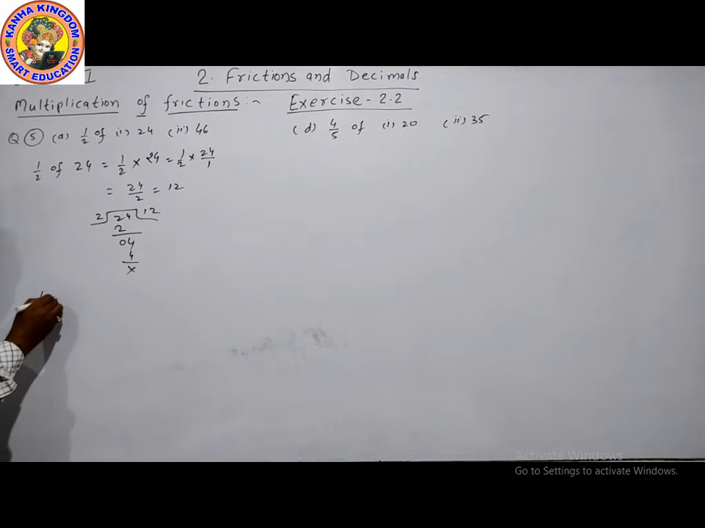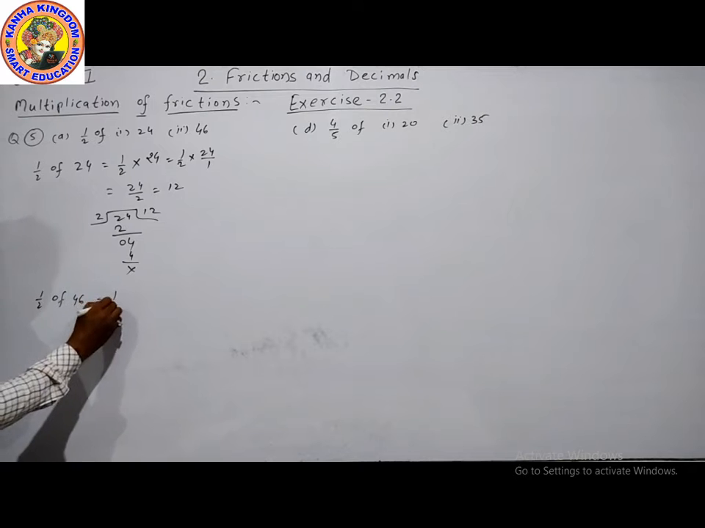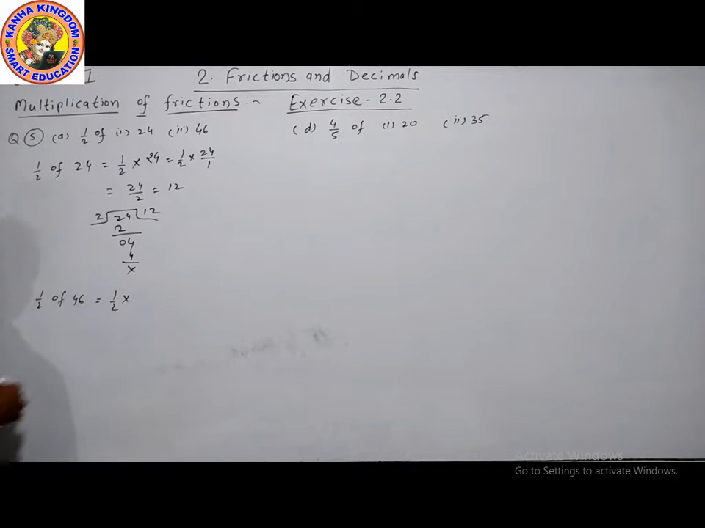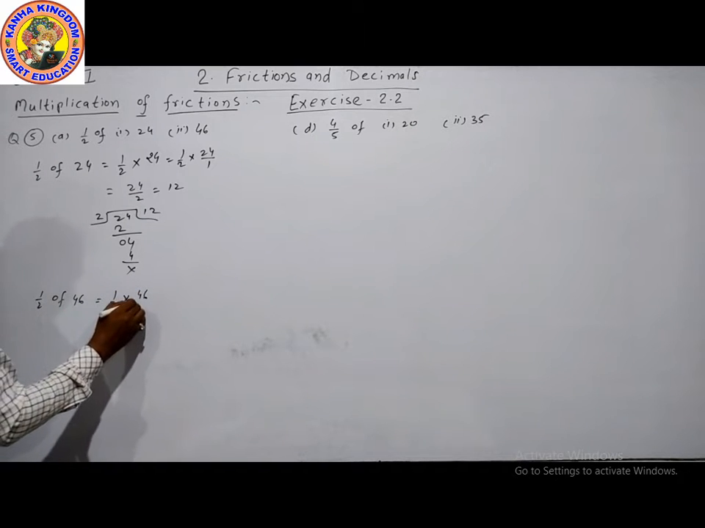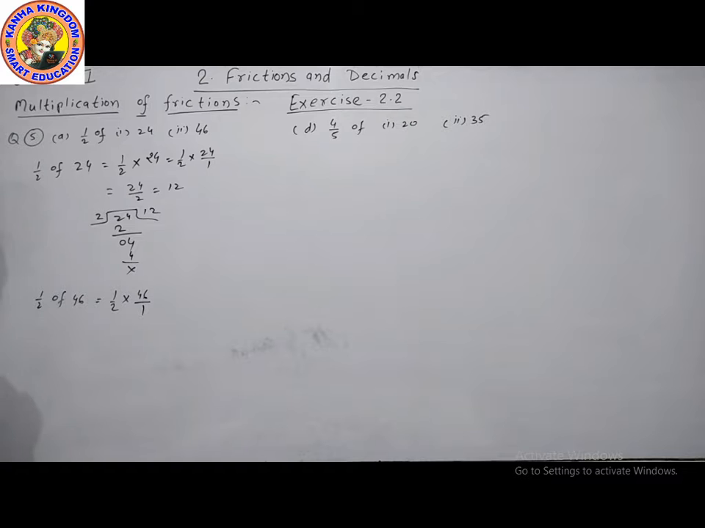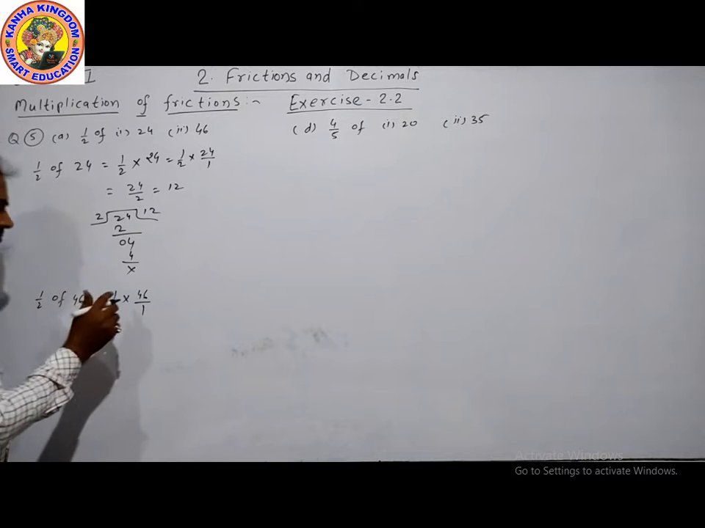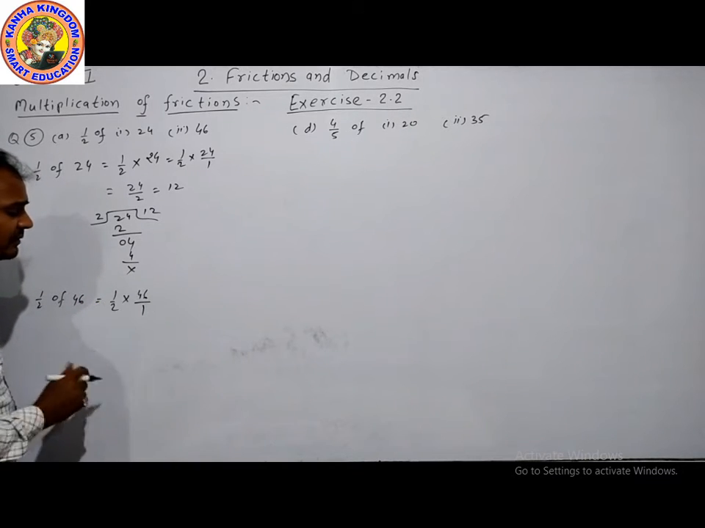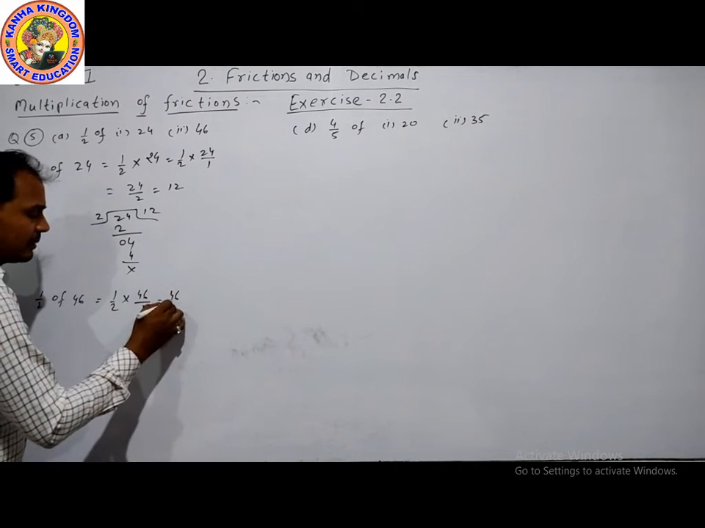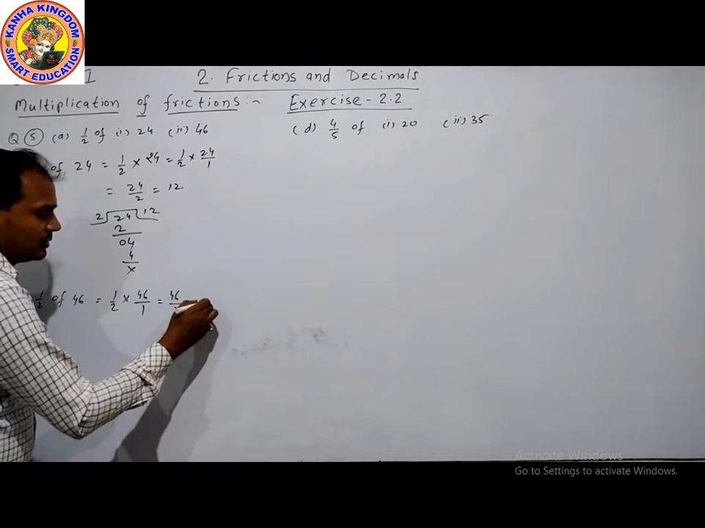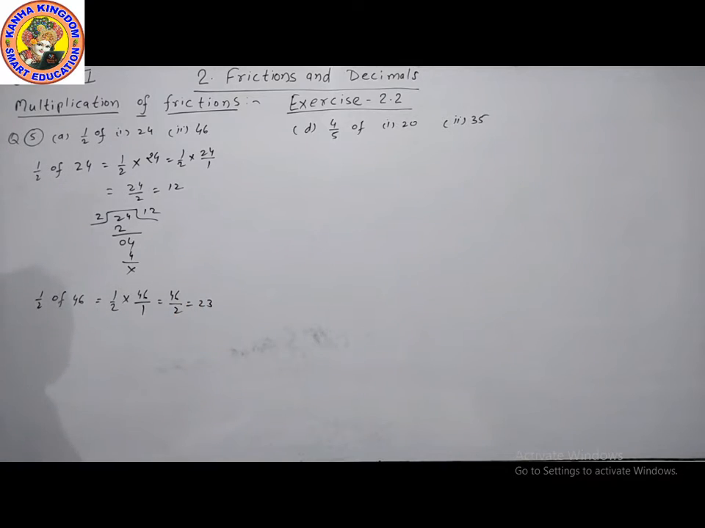Next is half of 46, is equal to half. "Of" will be replaced by multiply. Multiply 46 by a fraction. We can divide 46 by 1. 2 can divide 46. Numerator part and denominator part, 46 upon 2. Answer is 23.